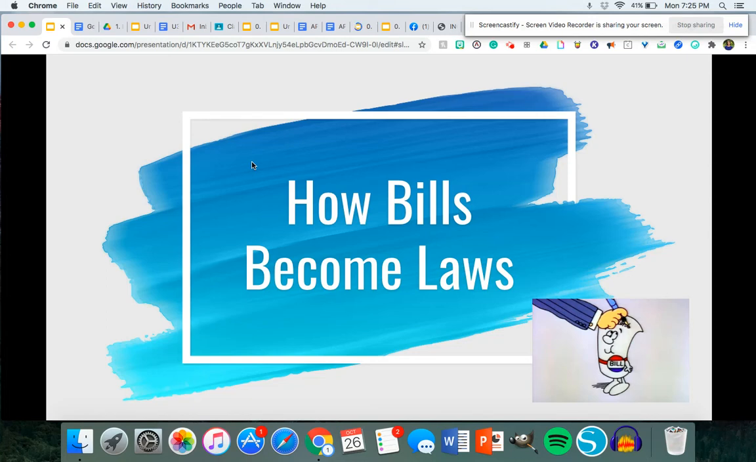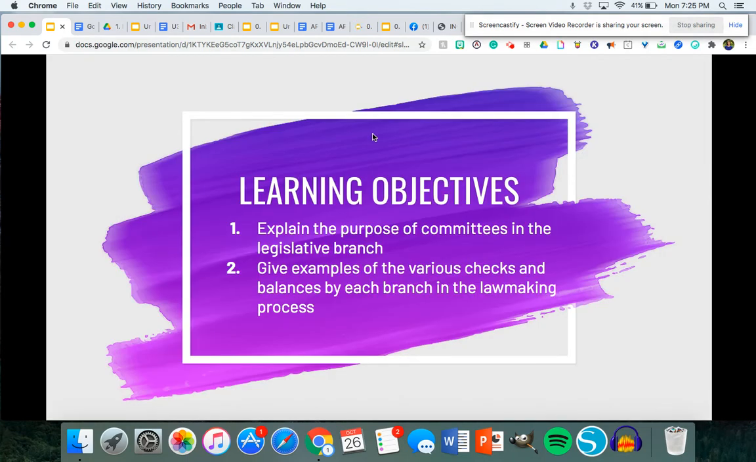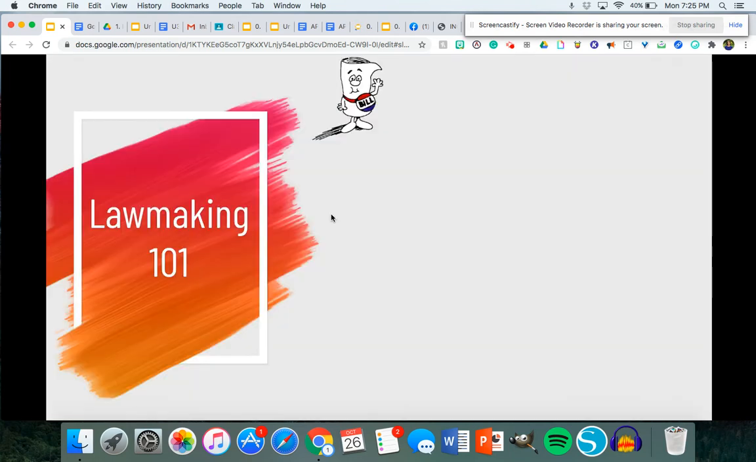Today we are going to be talking about how bills become laws. So make sure that you have notes 3.3 in front of you. And our objectives for this particular note set are to, one, explain the purpose of committees in the legislative branch, and two, give examples of the various checks and balances by each branch in the lawmaking process.